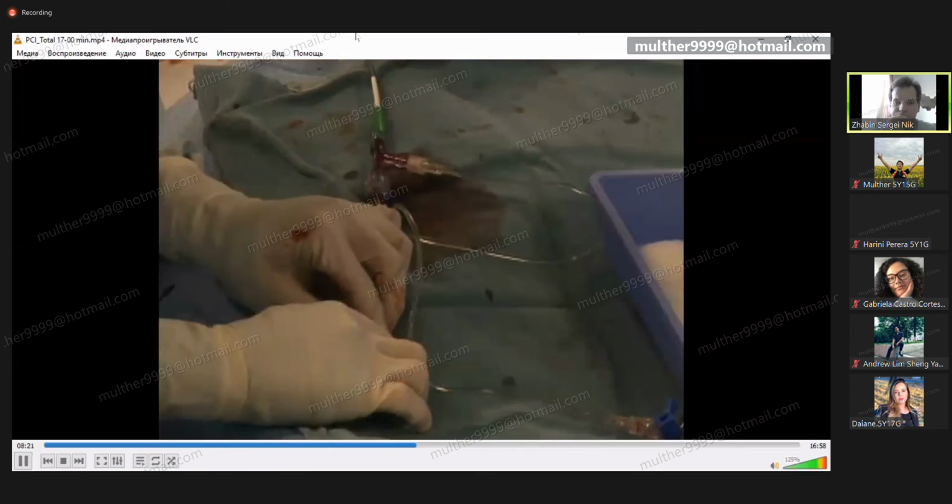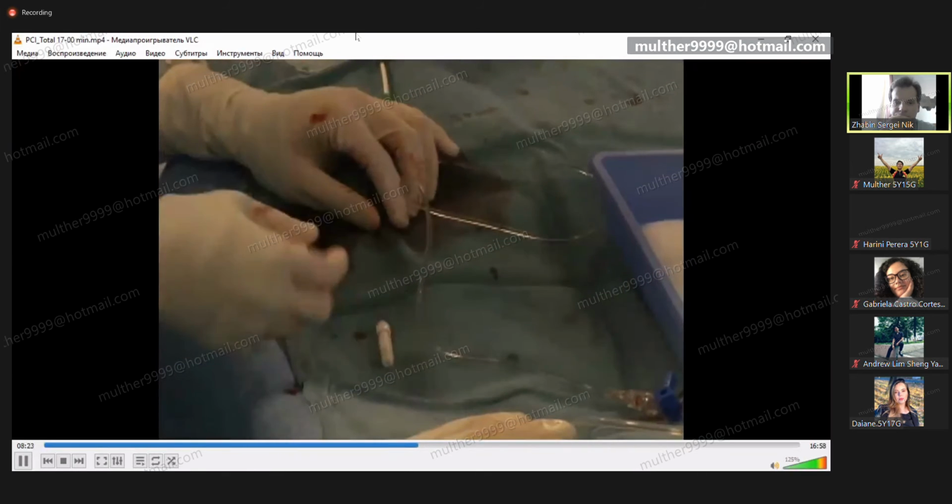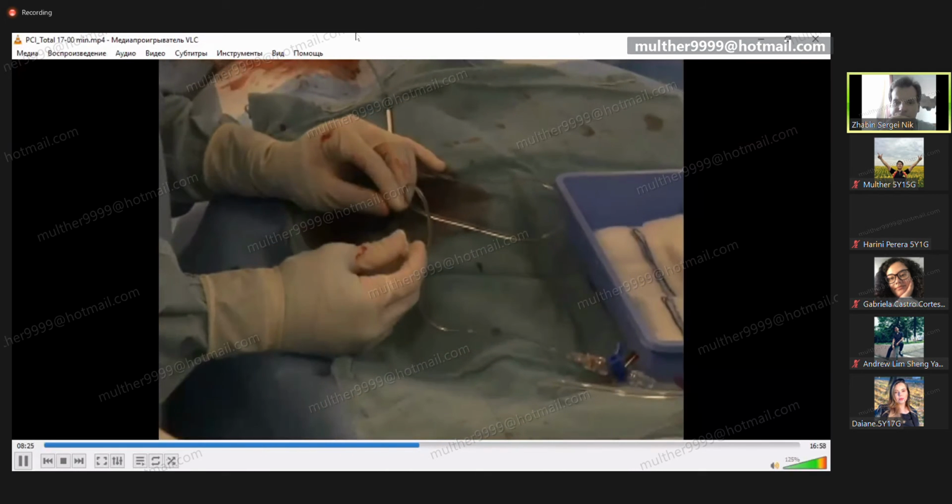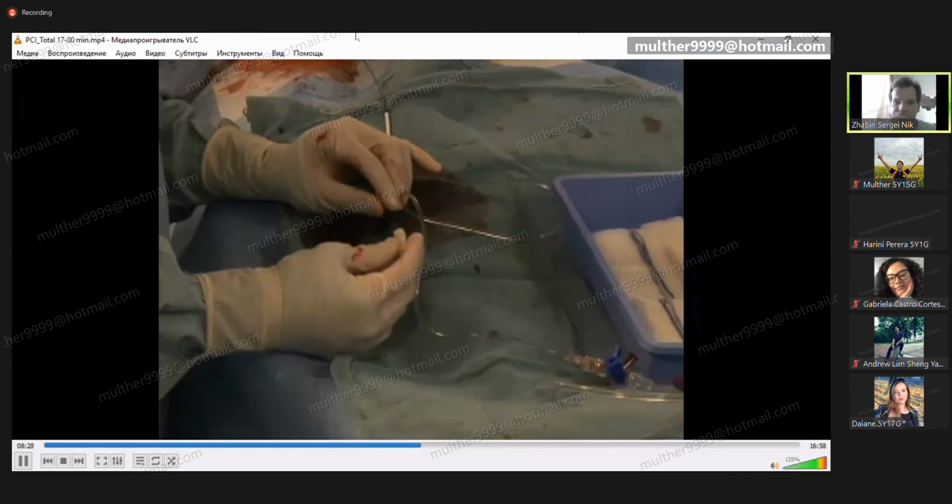The torque device and wire introducer are carefully removed, and the process is repeated to position a guide wire in the side branch vessel.